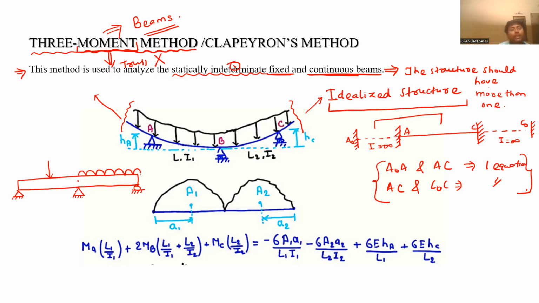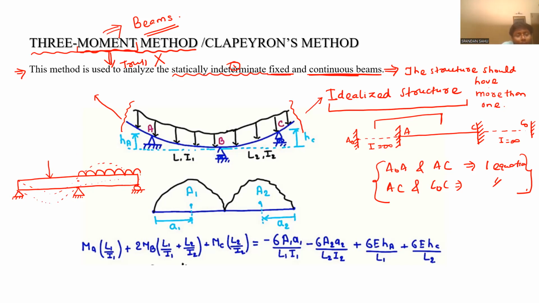Statically indeterminate. See, if you draw the elastic curve for this beam, it might deflect like this. If this load is more, then it will go downward and this side will try to lift. Correct? Yes, sir.